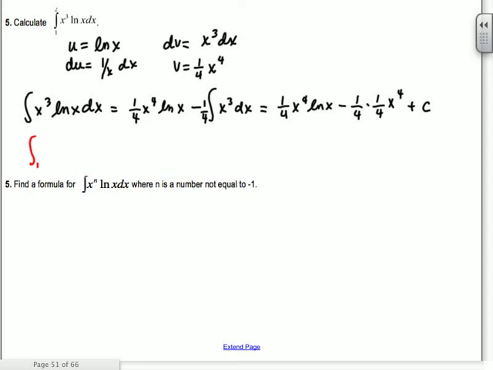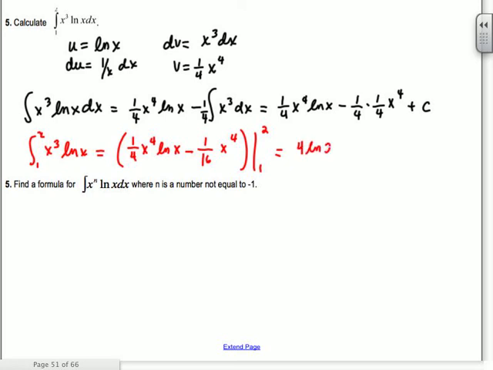So you have the integral from 1 to 2 of x cubed natural log of x, which would be 1/4 x to the fourth natural log of x minus 1 over 16 x to the fourth, going from 1 to 2. So if you plug in 2, you get 16 times 1/4, so 4 natural log of 2, minus 1 over 16 times 16, so 1. So that's plugging in 2.